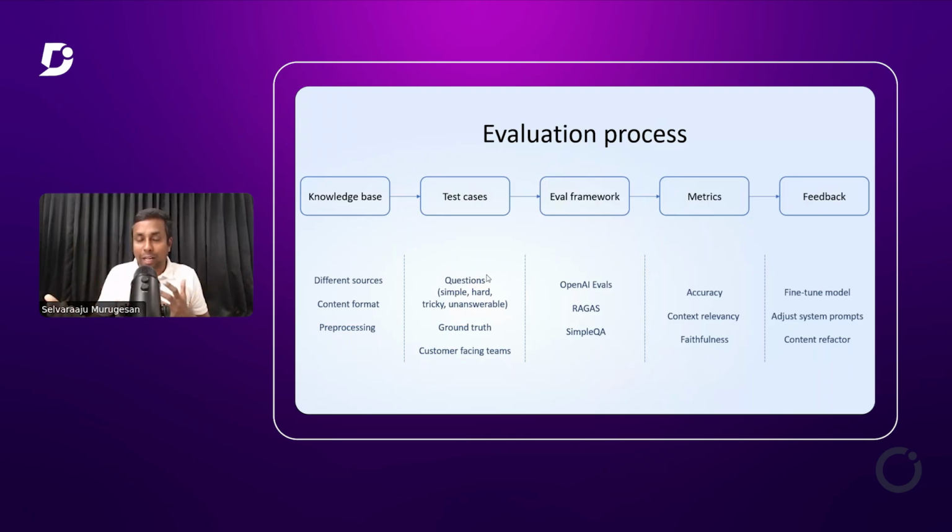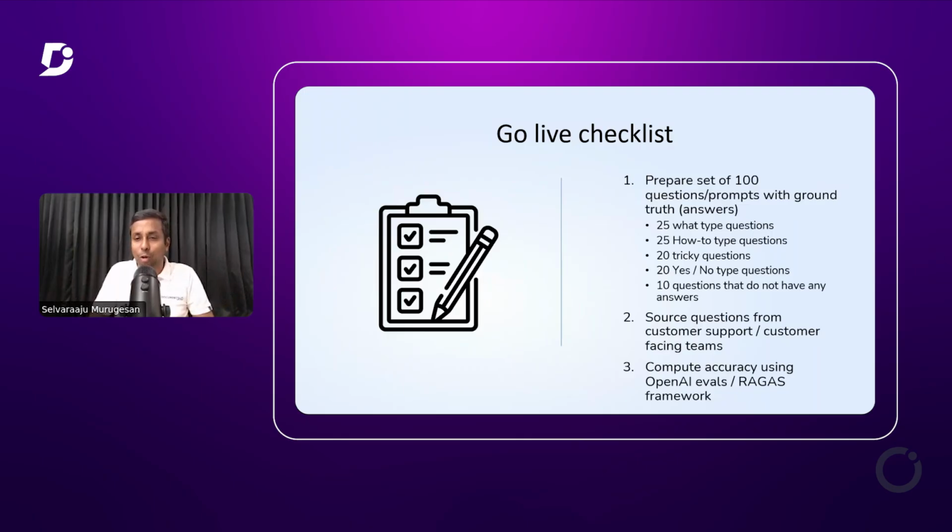Then you get feedback from your customers. If they dislike some of the things, that can be used to fine-tune some of your content, or maybe make tweaks to the chatbot's underlying framework as well. This is usually my go-to live checklist if you want to take any chatbot live. The first and most important thing is you have to prepare 100 questions, or basically prompts, with ground truth answers. And I have a rule of thumb for how you prepare those 100 questions.